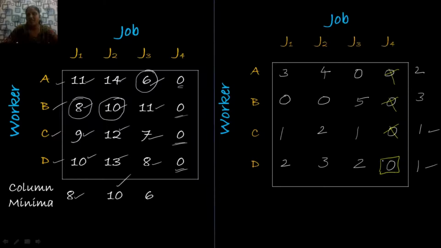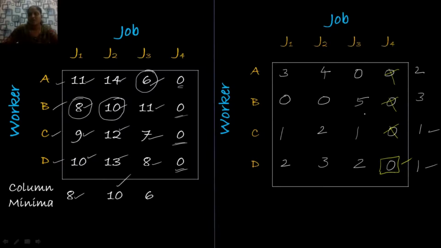In its column it has 3 0 elements, so I have to cross the 0 elements like this, which means an assignment is already made, so no need of making further assignments here. So column wise it has 3 0 elements, I cross those 3 0 elements, and row wise it doesn't have any 0, so leave it.